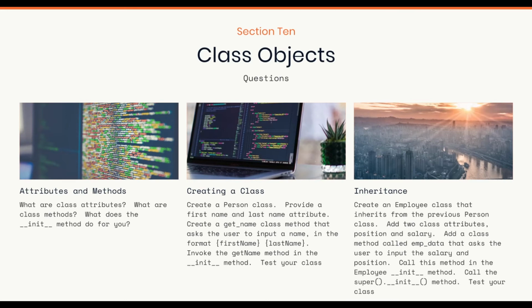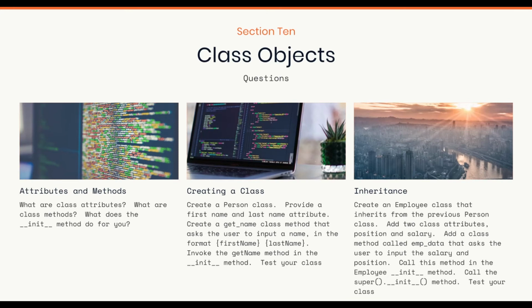All right, question 3, inheritance. Create an employee class that inherits from the previous person class. Add 2 class attributes, position and salary. Add a class method called impData that asks the user to input the salary and position. Call this method in the employee init method. Also, we will need to call the super init method as well.